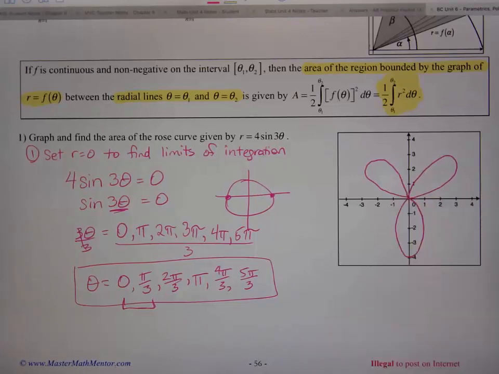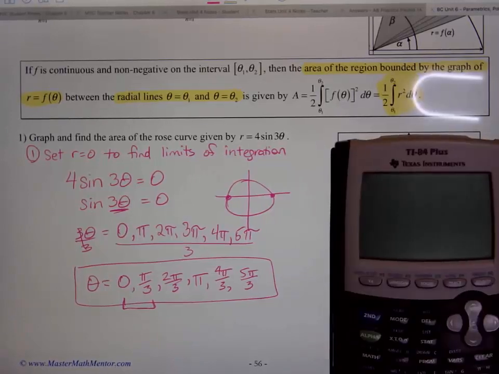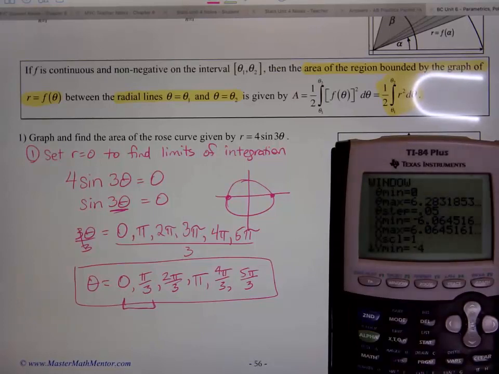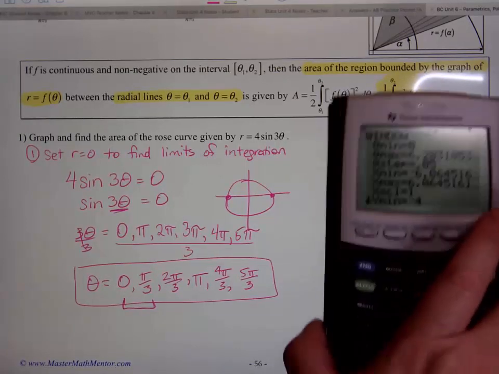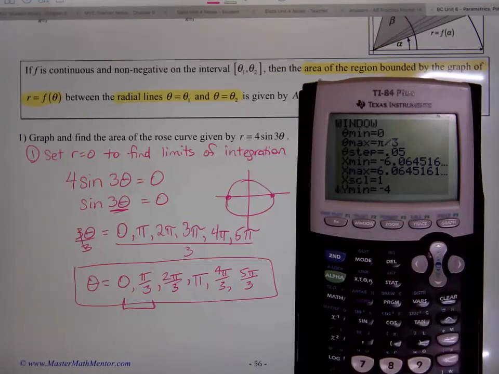So here's what I want you to do. Once you think you know what your limits are, you test it in your calculator. So please go to your window and change your limits of integration to 0 to pi over 3 only, and see if it'll draw just one petal. Because if it will, that's the limits I need for my integral.